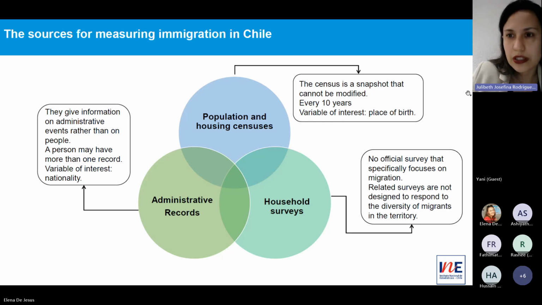Administrative records usually provide information on administrative events rather than on people, because a single person may have multiple administrative acts or records. Next, please.